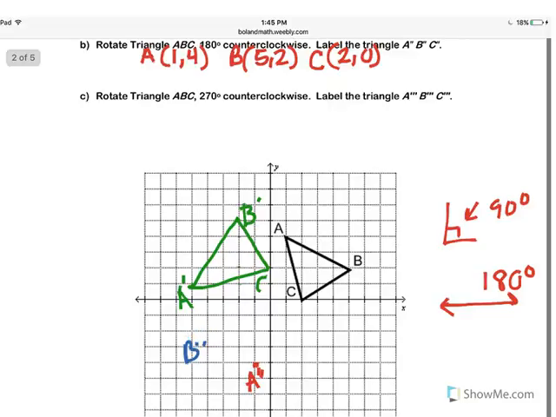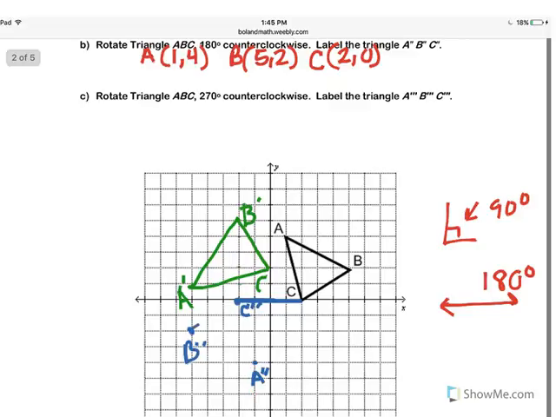And the same thing with C. If I was going to draw a straight line from the origin to C, you have to make sure it has the same amount of distance too. C would now be over here, and that would be C prime prime.